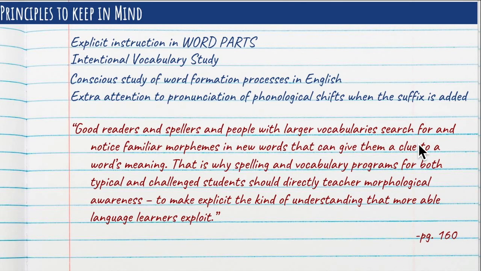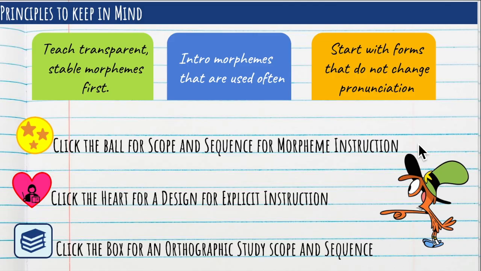So we're going to look at explicit instruction in word parts. We're going to connect it to intentional vocabulary. We're going to look at a study of how the word is formed with the pronunciation if it applies. Okay? And we're going to teach it in stable morphemes first. We're going to use the morphemes that are used more often, or start with those. And then don't worry about the ones that change pronunciation until much, much later.